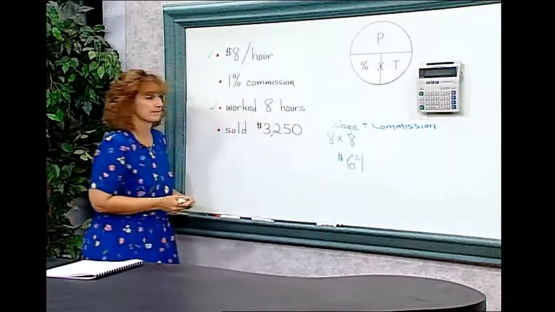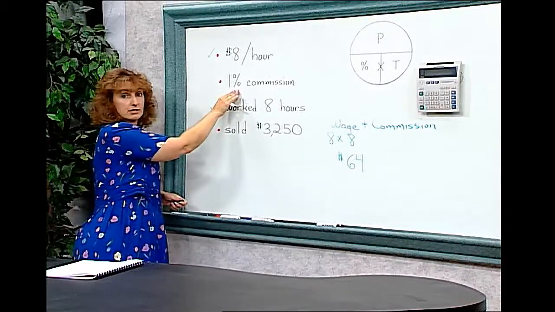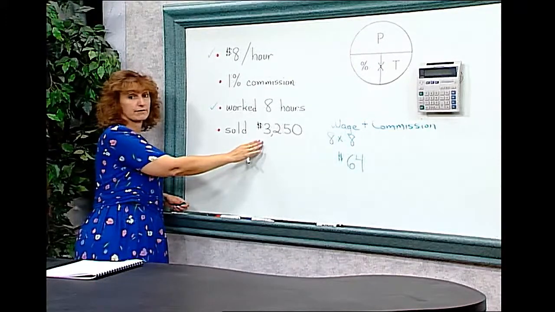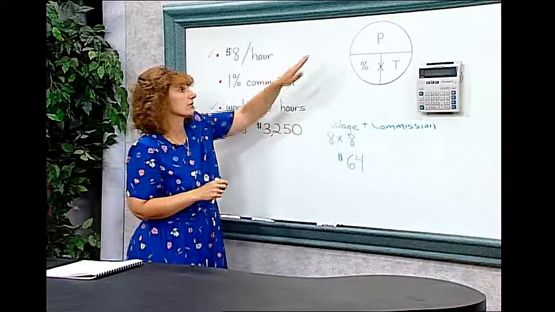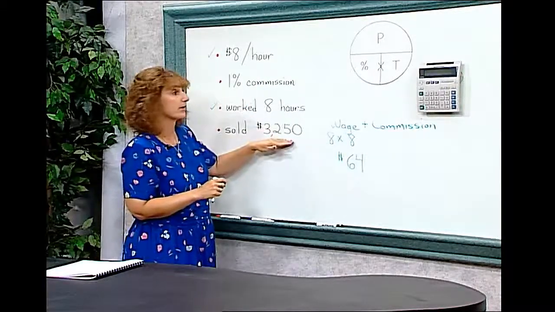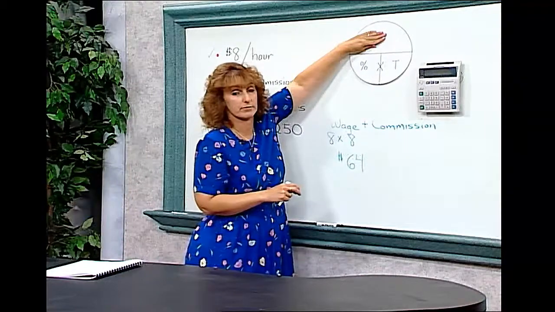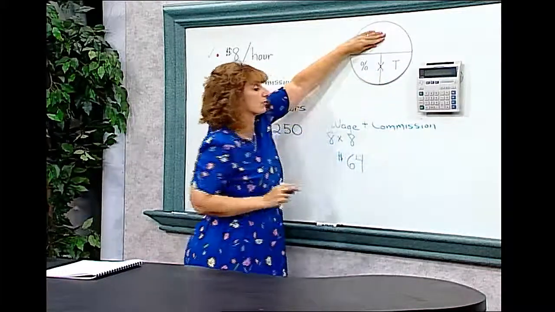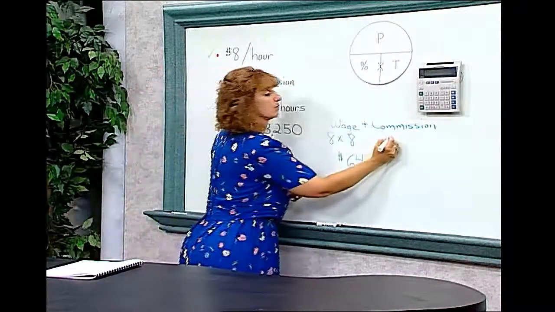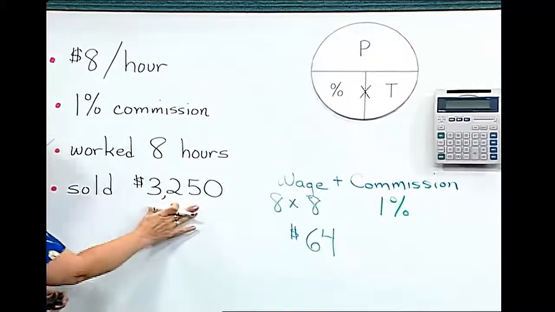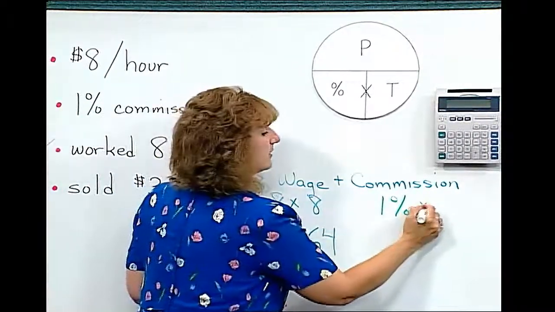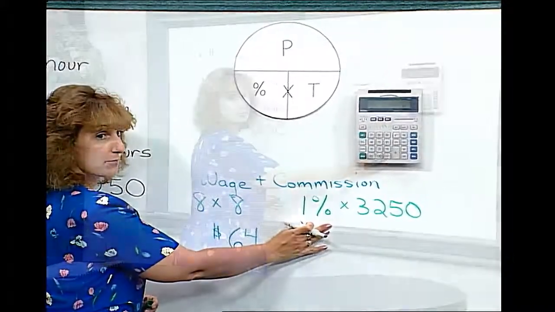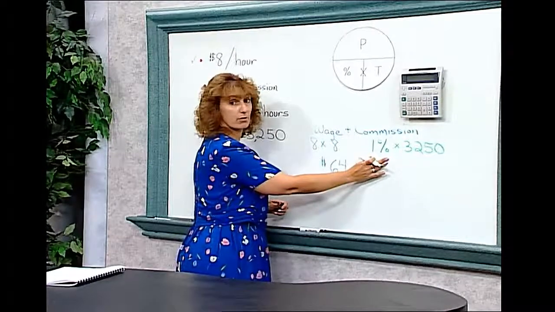Let's find his commission. He makes 1% commission on everything he sells, and he sold $3,250 worth of furniture. We can use our percent circle, knowing we have the percent and we have the total. We're looking for the part. Remember, commission is always part. So we have to multiply the percent times the total. Our percent is 1%. Our total is $3,250. Remember that if you're using a calculator without a percent button, you need to use 0.01.